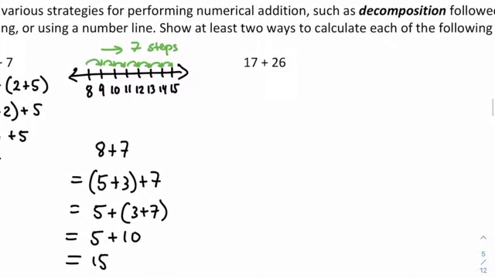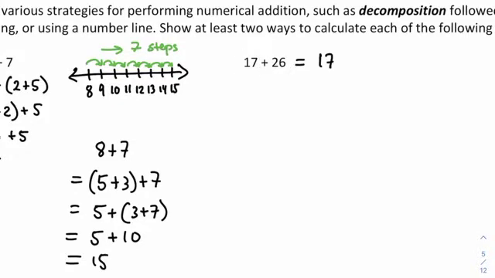17 plus 26. All right, I'm going to show you a decomposition where I make 10s and then go from there, and then I'm going to show you another decomposition. So one way to do 17 plus 26 is to ask yourself, hey, what do I need to add to 17 to get it to a multiple of 10? In other words, to get it to 20. And you need 3.